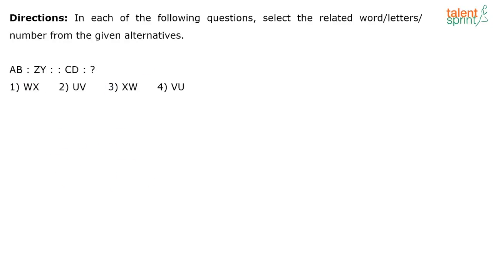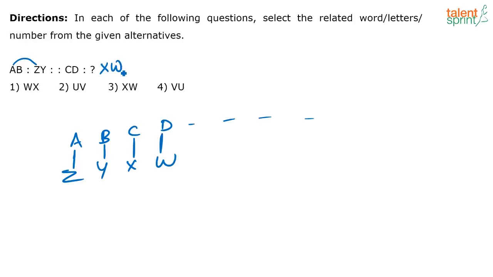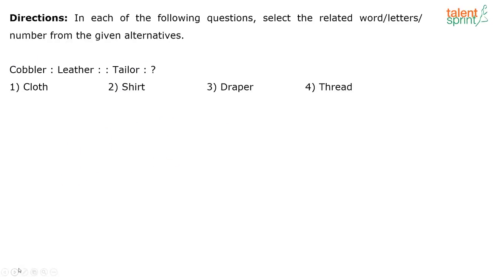Next, AB is to ZY as CD is to dash. So here they have written down the letter which is opposite to the given letter in the English alphabet. Like opposite to A is Z. If the English alphabet is written in the normal order, it is written like this. If you are writing it in the reverse order, you have it like this, W, X, Y, Z. So opposite to A is Z, opposite to B is Y. Similarly, opposite to C will be X and opposite to D will be W. So what will come here? It has to be X, W. Option 3.